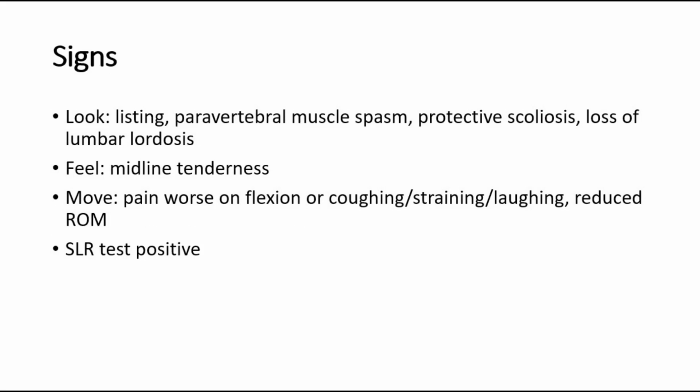So the signs that we can look for are listing and paravertebral muscle spasm. They might have protective scoliosis and also loss of lumbar lordosis. On palpation, feel for midline tenderness. And for move, the pain will be worse on flexion or straining activities like coughing or laughing, and also expect a reduced range of movement. One of the physical examination findings would be the straight leg raising test, where the patient is asked to raise the leg straight while lying down. If there is pain at 40 degrees or less, the test is considered positive, and it is suggestive of nerve root compression.